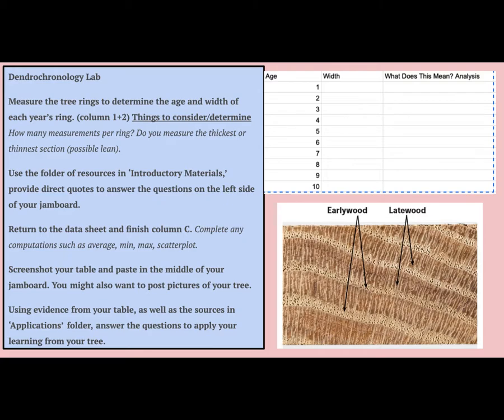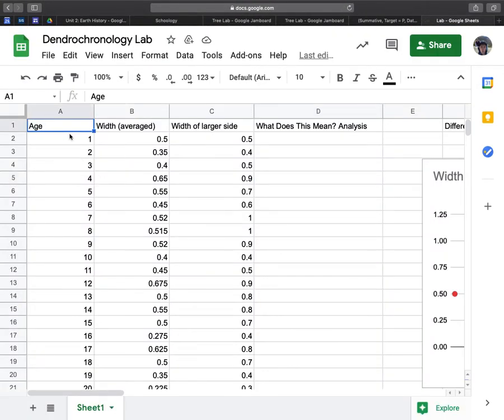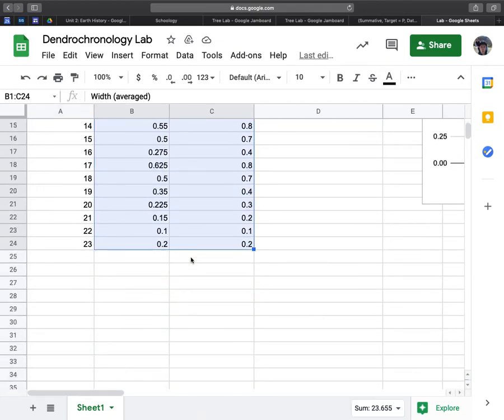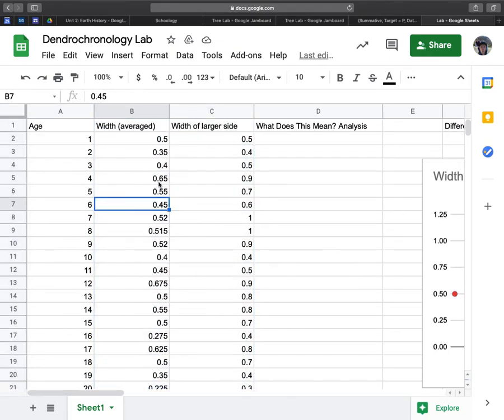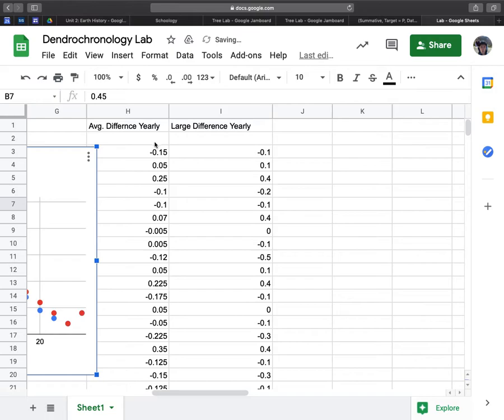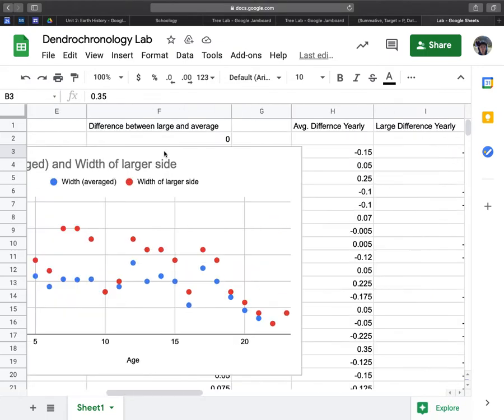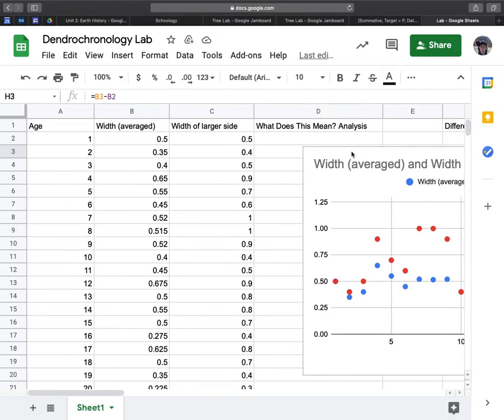The first part, which you completed in class yesterday, was filling out your age and your widths. And different people did different aspects of width. Maybe you did one width measurement that was averaged, maybe you had multiple columns. You should be able to make a graph that looks something like this. And you can always do things like finding the differences by subtracting maybe year 2 from year 1. So if we look at this data point, 0.35 minus 0.5 gives us a change in negative 0.15.